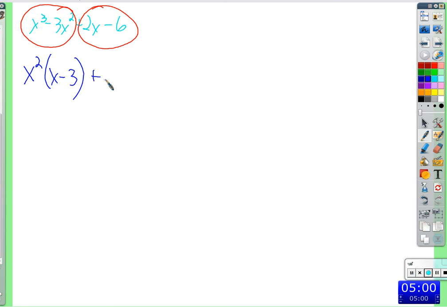Plus this other group, where we look and say, these two terms have something in common. What do they have in common? A 2. What's left here? X minus 3. And look what happened. We've created two groups, but each group has a factor in common, an x minus 3 factor. We factor out the x minus 3, and what do we have here? X squared plus 2.